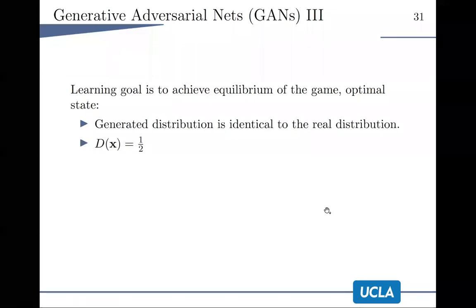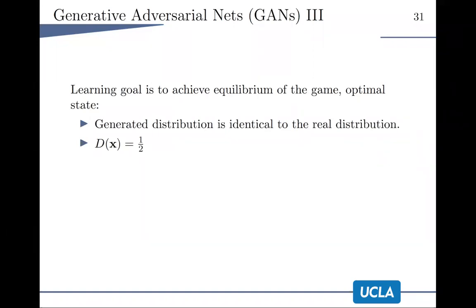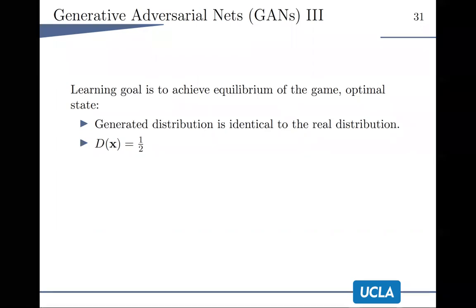And in theory, there exists an equilibrium point. If we view it as a game theory problem, there could be an end to this game when the generated distribution is identical to the real distribution, and the discriminator couldn't tell the difference. At any point, it only knows that there's a half chance of being real or synthetic.